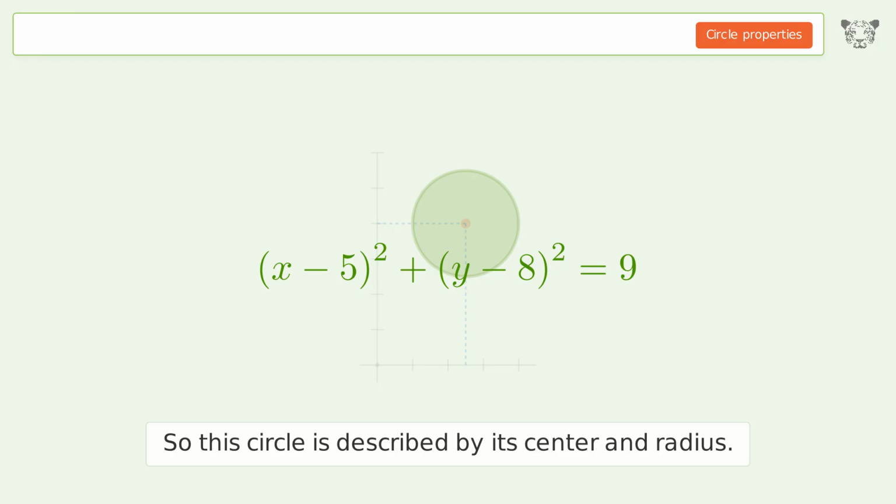Now we derive the related properties from the radius. The diameter is 2 radii across, 2 times 3 equals 6. The circumference is 2 pi r, 2 times pi times 3 equals 6 pi. The area is pi r squared, pi times 3 squared equals 9 pi.